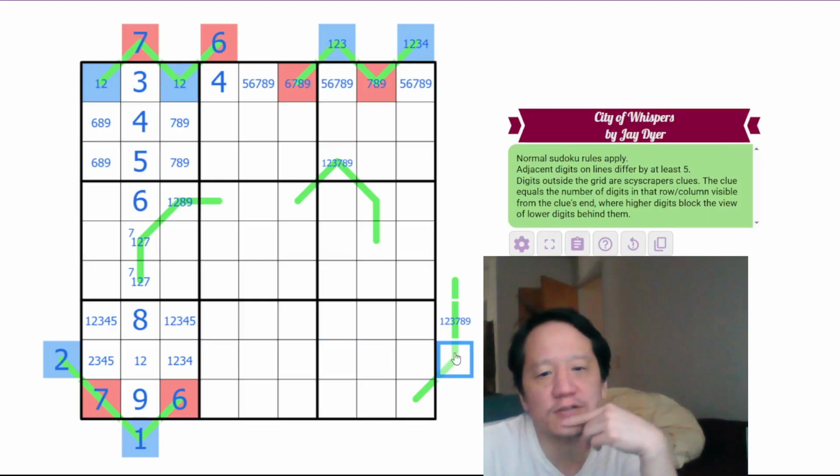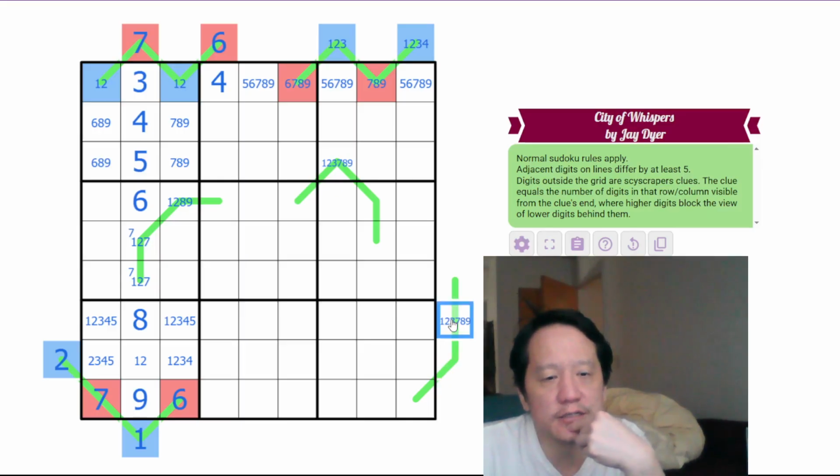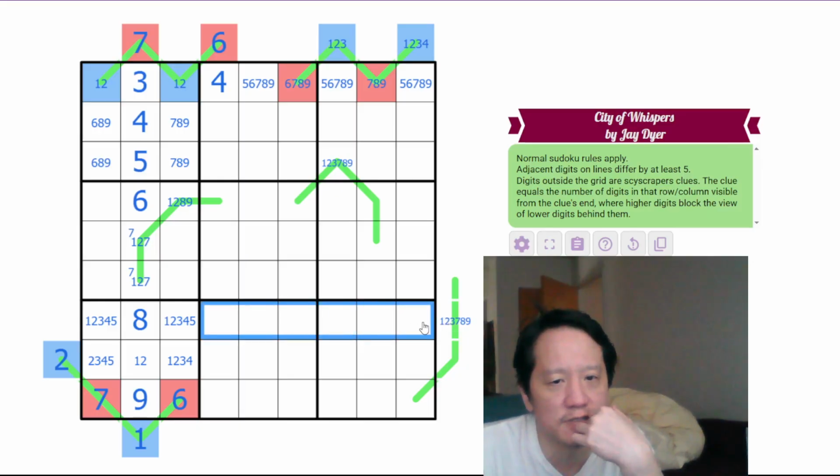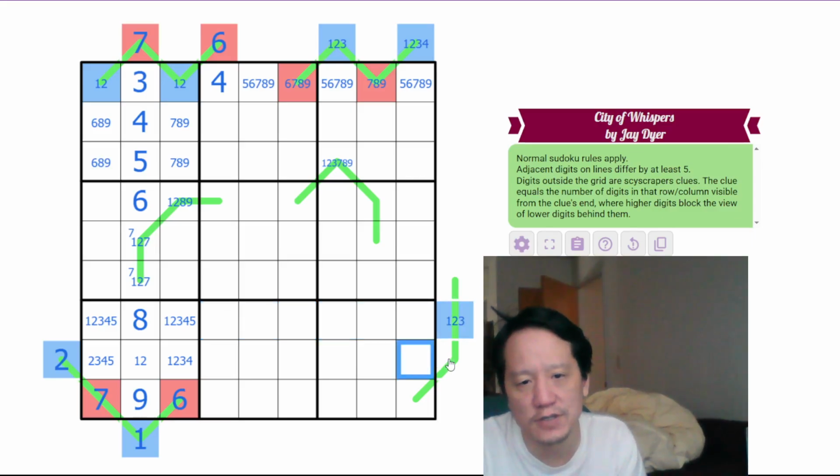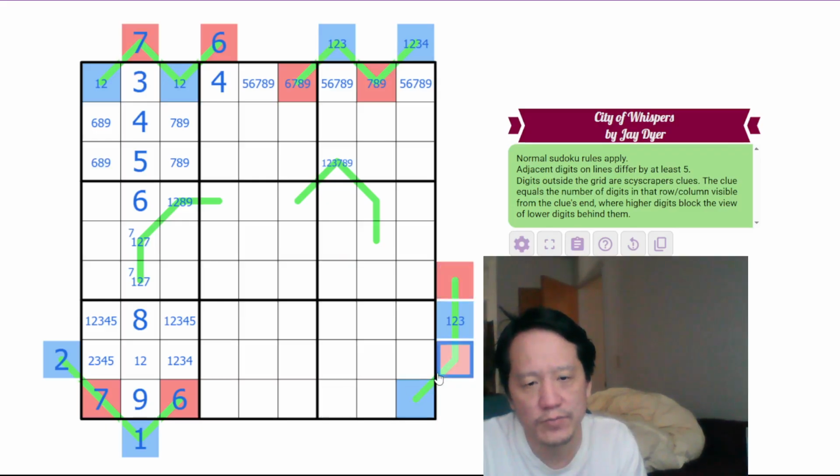Right. Oh, that's the reasoning. This has to be, well, this has to see a 9 here. So this can only see 6 digits at most. So this cannot be high. That's the reason why. So this is low, which makes both of these high, which makes that low.